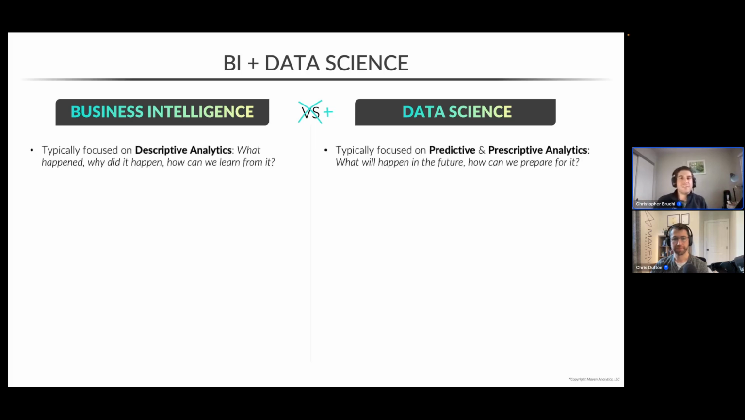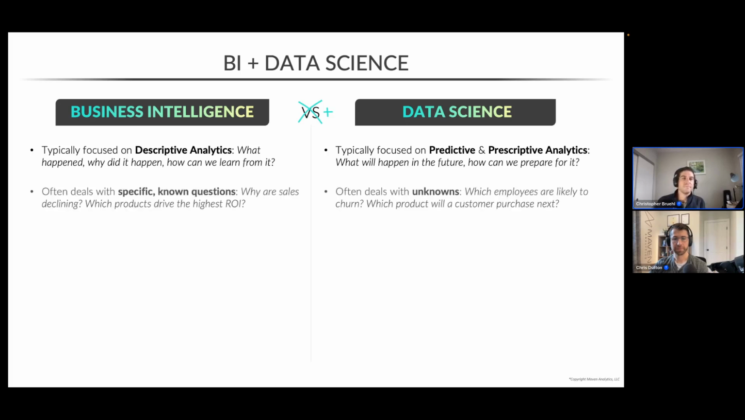So business intelligence analysts are typically focused on descriptive analytics. What happened? Why did it happen? And how can we learn from it? Whereas data scientists are typically focused on predictive and prescriptive analytics. What will happen in the future? How can we prepare for it?